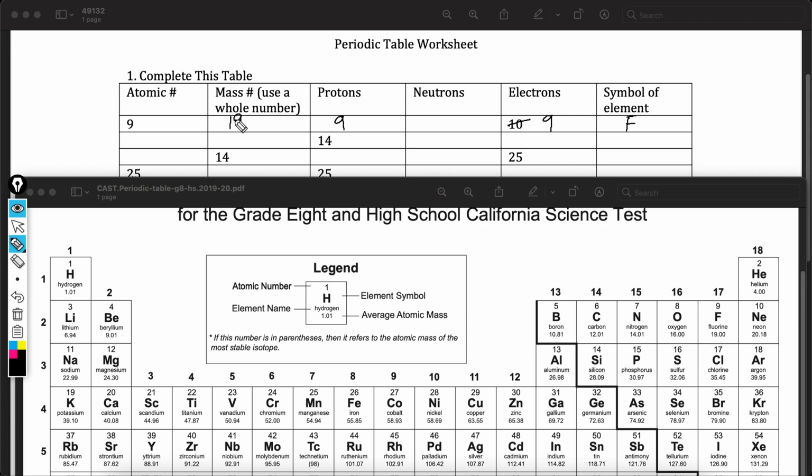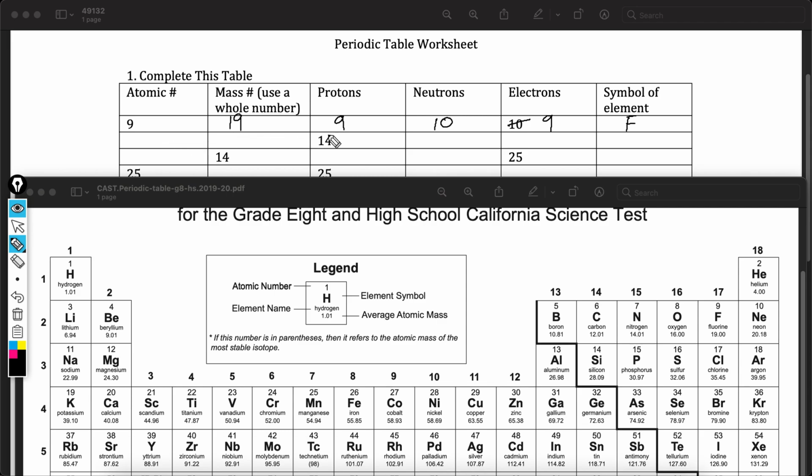What is 19 minus 9? And the reason I'm doing 19 minus 9 that way is I like to work left to right. So the mass minus the protons, which is 10. Yes, 19 minus 9 is 10. Easy, right? Let's do the next one.